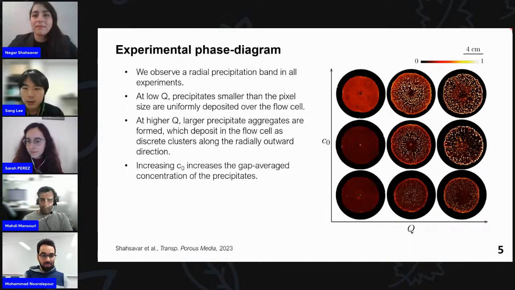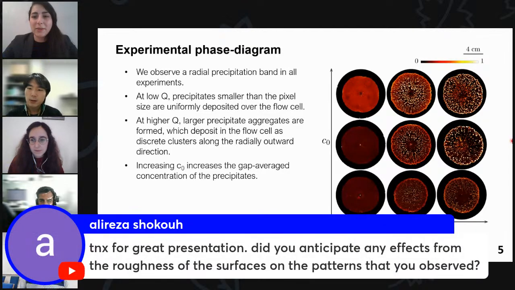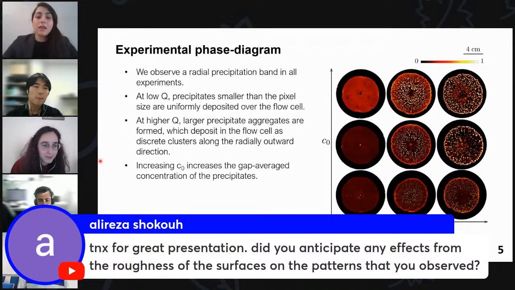So two from Alireza. Thank you for the great presentation. Thank you. Did you anticipate any effect from the roughness of the surface on the patterns that you observed? No, we did not take into account the effect of roughness of the surface, and we assume that precipitations are homogeneously distributed over the glass surface if they are generated at any locations.